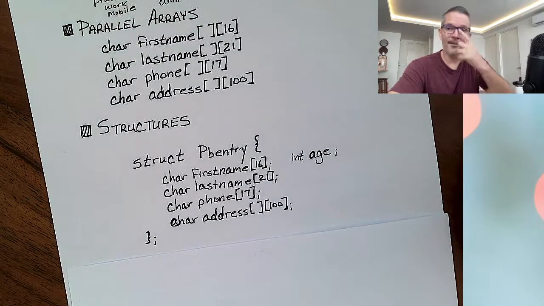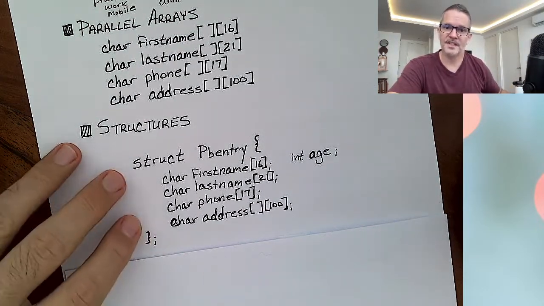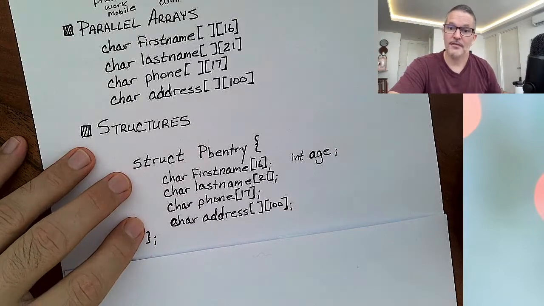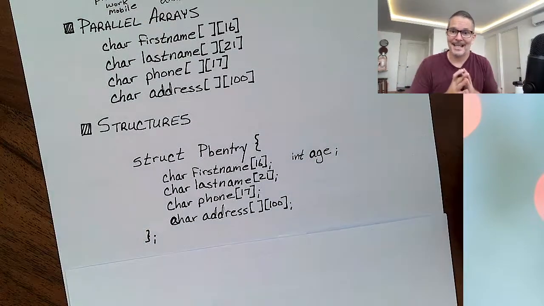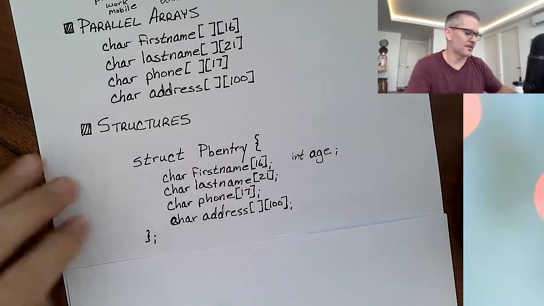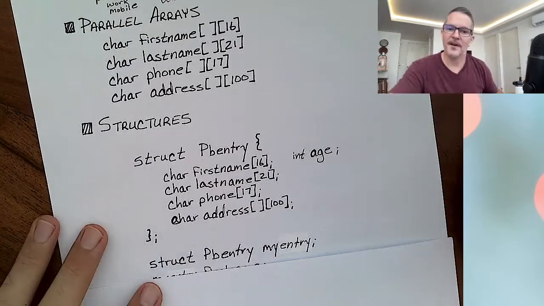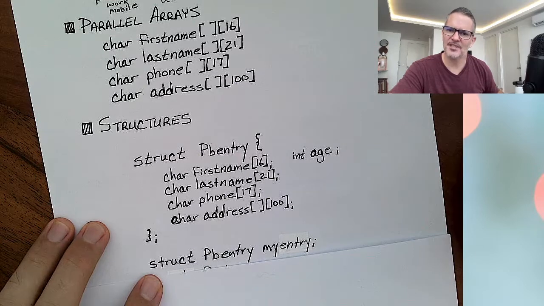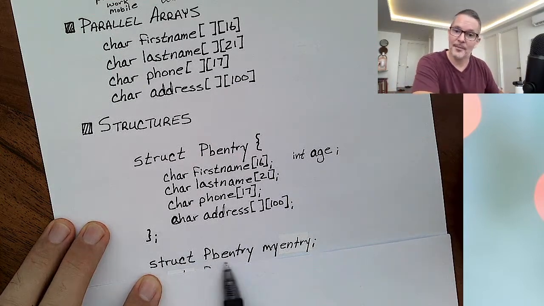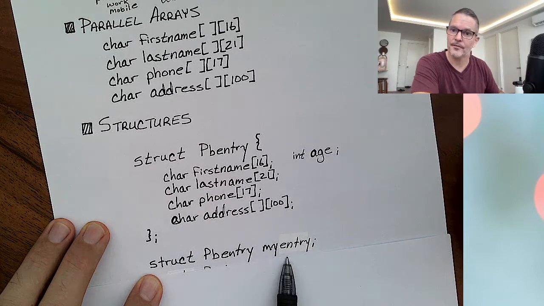But the way this works is, this is just the definition of the structure. If I want to actually create a variable, if I want to create an instance of this structure, I define a variable just like I've done with other types of variables, where I'm going to put the type first, then the name of the variable.